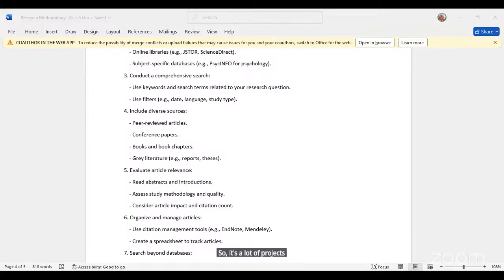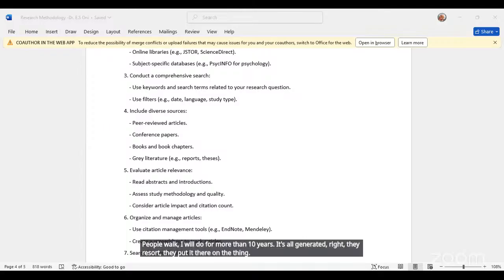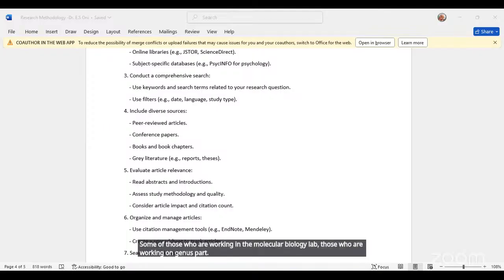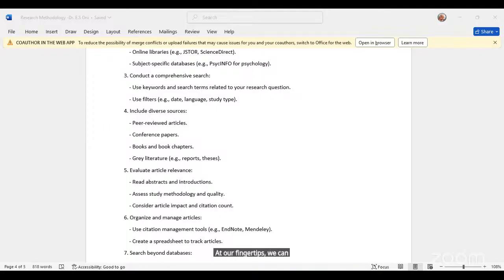We have a lot of data. People have been working for more than 10 years. You just generate the result, write it there, put it there. A medical doctor will just pick the work and publish a paper. Some of those working in the molecular biology lab, those working on GeneXpert, there's a lot of project work at your fingertips you can use and present for your project and your seminar.